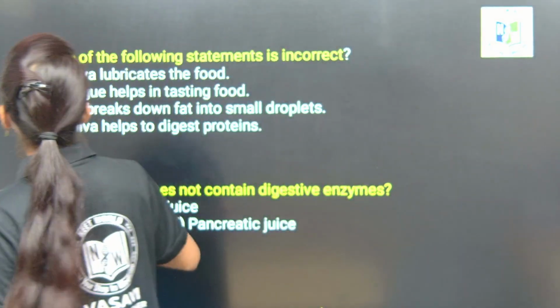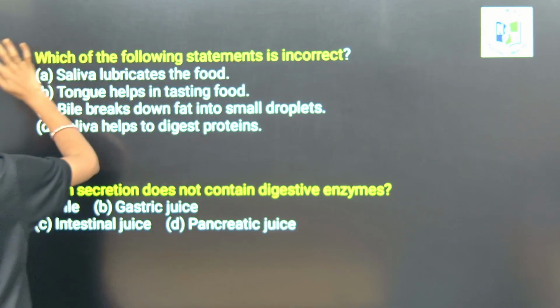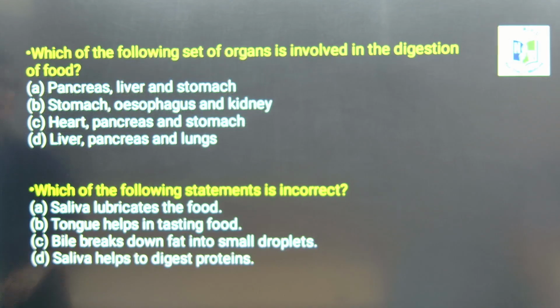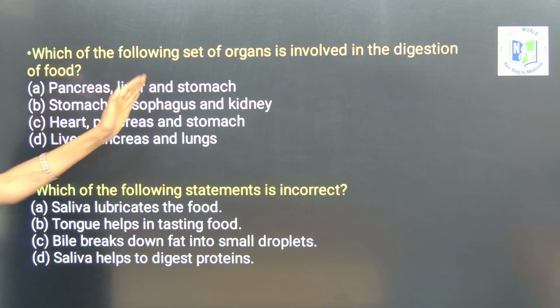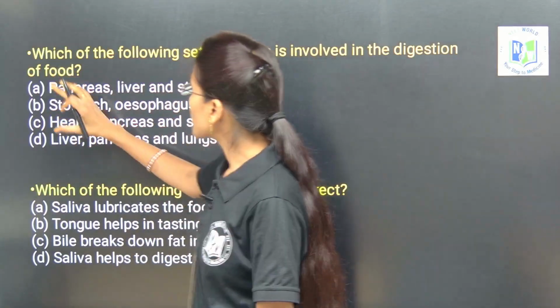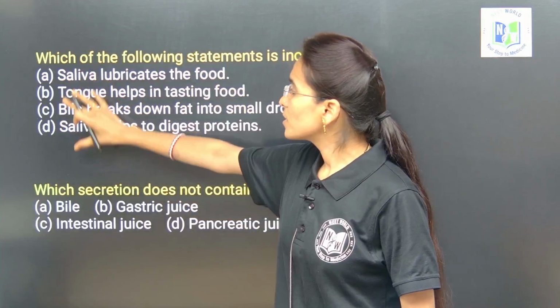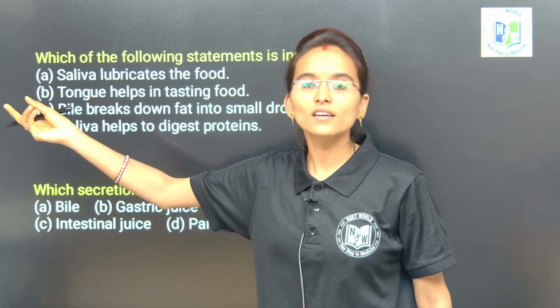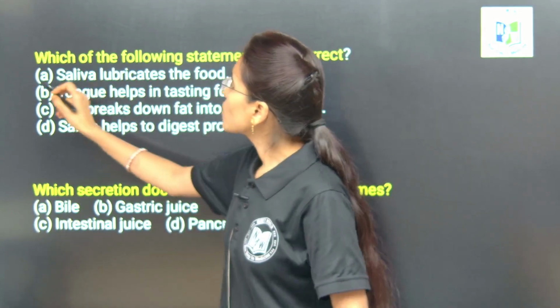Just have a look. Already we have discussed this in nutrition in animals. In that chapter I have explained completely. Just go through that, my dear students. So next one, which of the following set of organs is involved in digestion? Here are all the different types of organs. You have to look into each option and match the right pair, my dear students.